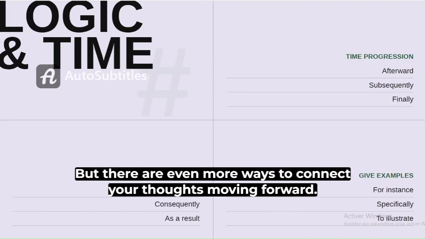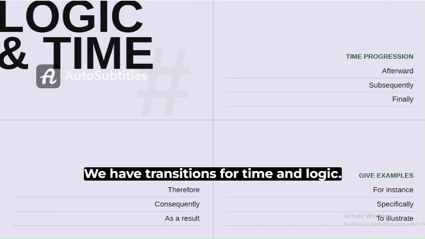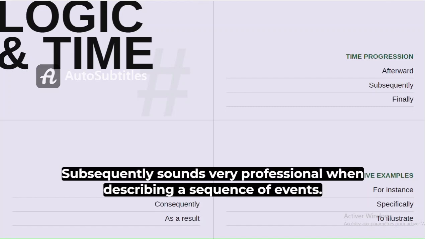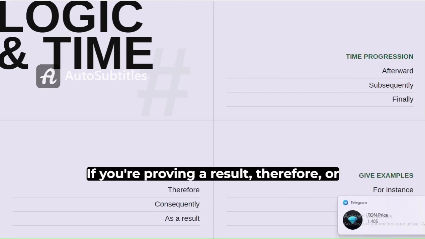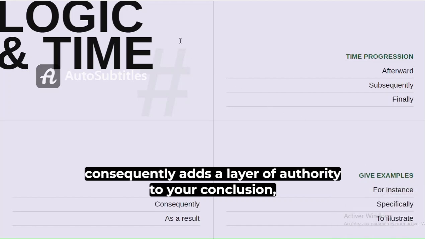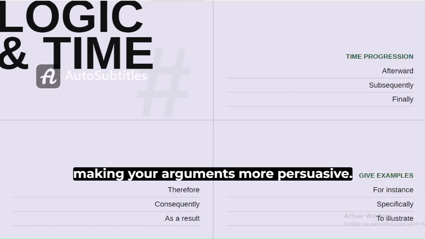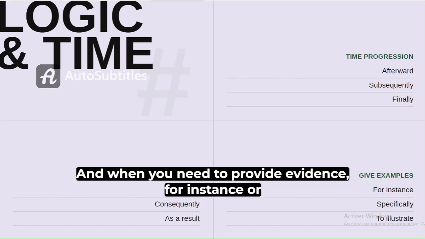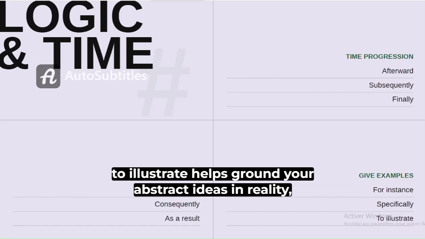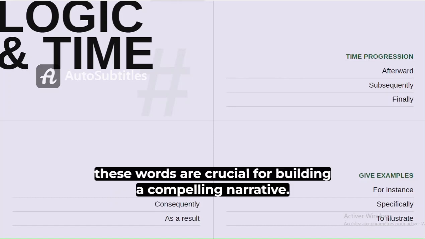But there are even more ways to connect your thoughts. Moving forward, we have transitions for time and logic. Subsequently sounds very professional when describing a sequence of events. If you're proving a result, therefore or consequently adds a layer of authority to your conclusion, making your arguments more persuasive. And when you need to provide evidence, for instance, or to illustrate helps ground your abstract ideas in reality. These words are crucial for building a compelling narrative.